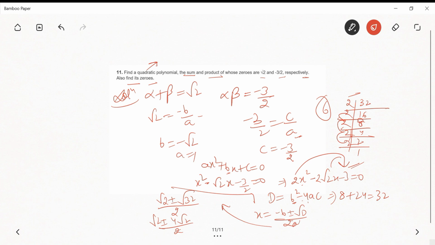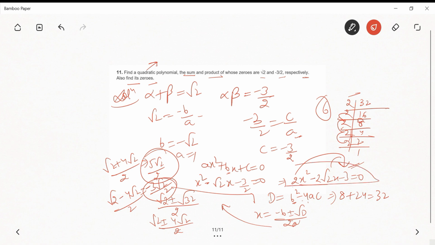Okay, so first zero will be root 2 plus 4 root 2 divided by 2, just add it, so you will get 5 root 2 divided by 2. And second zero will be root 2 minus 4 root 2 divided by 2, so you will get minus 3 root 2 divided by 2. So this is the second zero and this is the first zero, and this is our required polynomial. Now I hope that this part is clear to everyone.